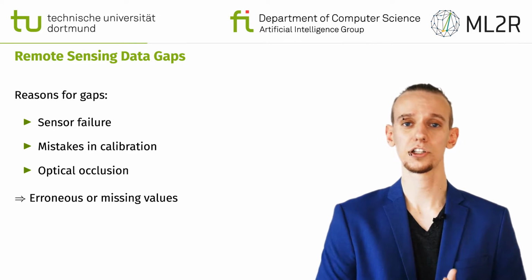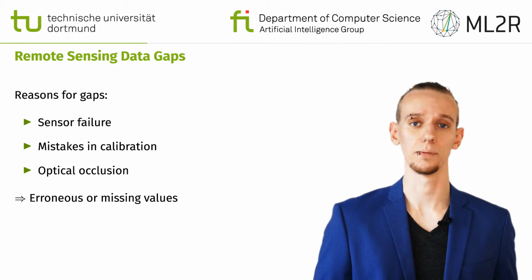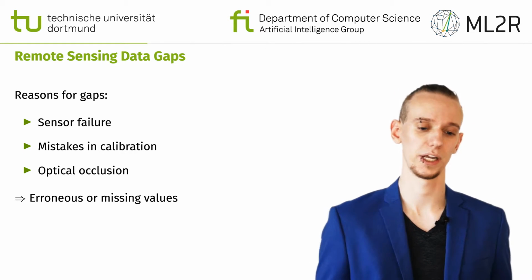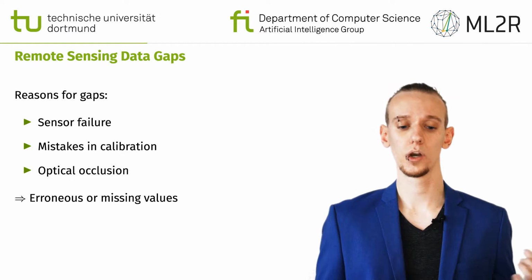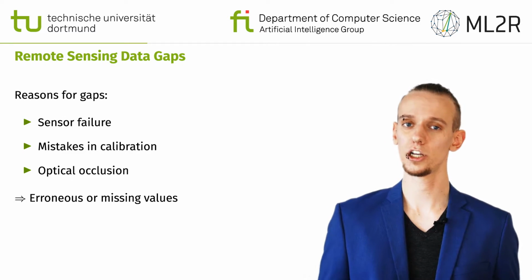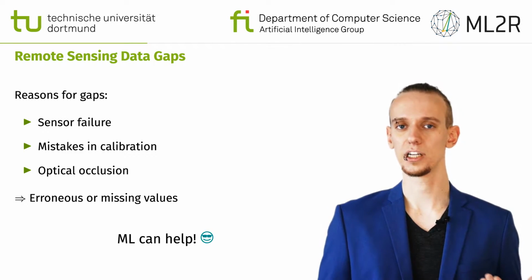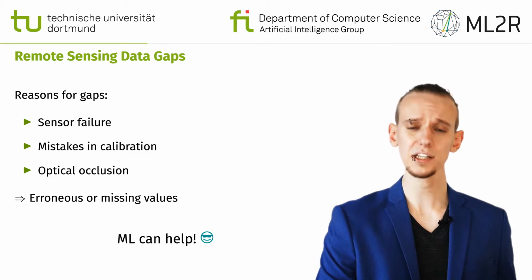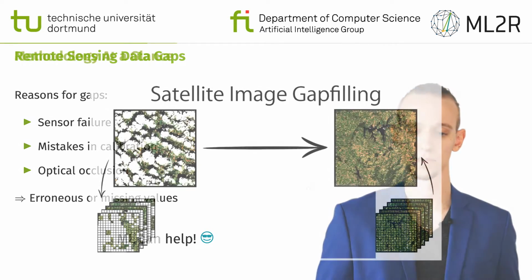And also this is not a specific problem of remote sensing only, but it's happening in all kinds of data domains. And all that leads to erroneous or missing values in the data set. But the good thing is, machine learning can help us to fill gaps and predict better values. So let us look at our methodology at a glance.